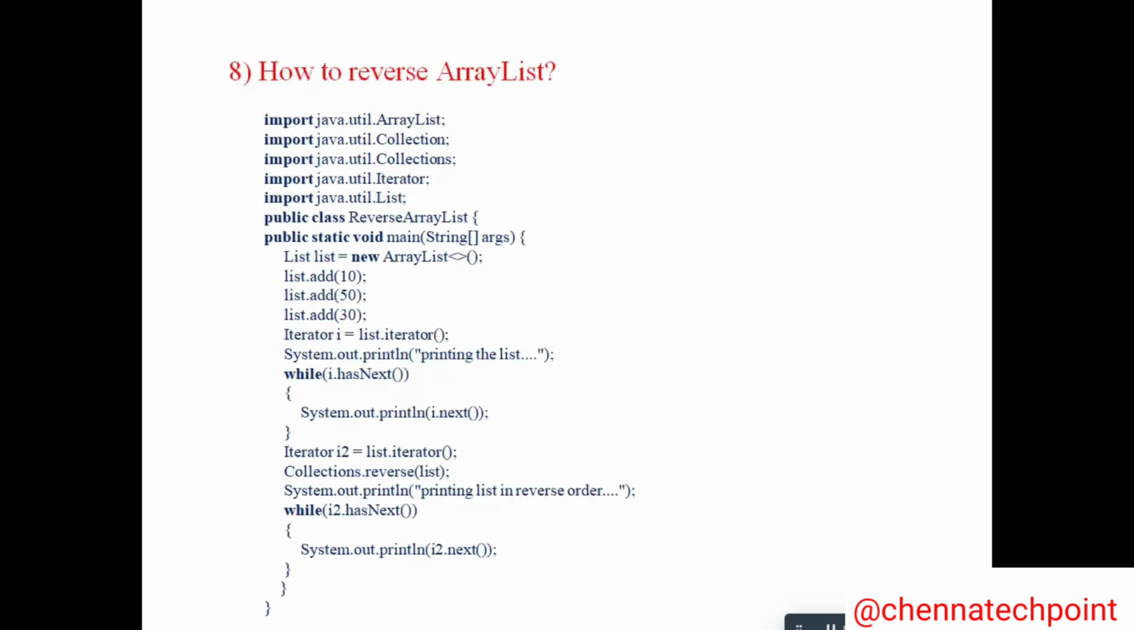Next one, how to reverse the ArrayList. This is the example for reversing the ArrayList. We are creating one list object. In that list we are storing the integer elements. We are creating a while loop to iterate all the elements. The Collections utility class has so many methods. reverse is one method provided by the Collections utility class. Here you can see Collections.reverse. We need to provide the list object. It will reverse all the ArrayList elements and finally it will print the reverse order.